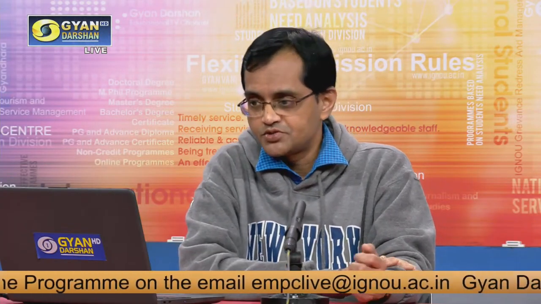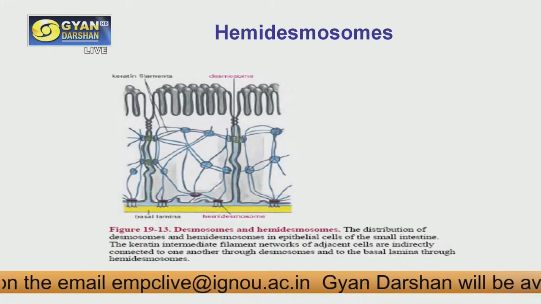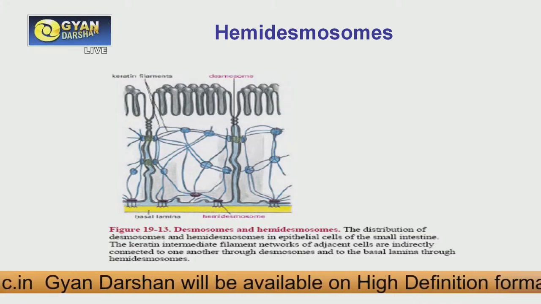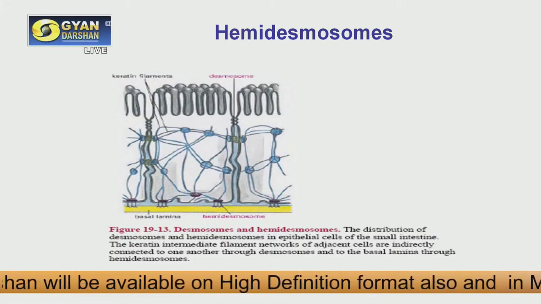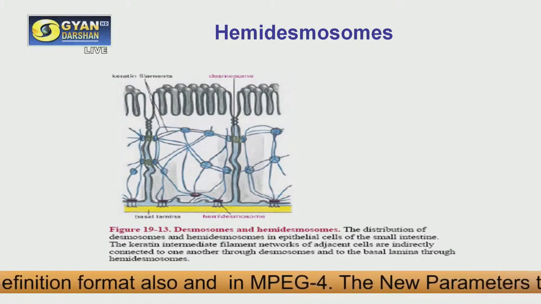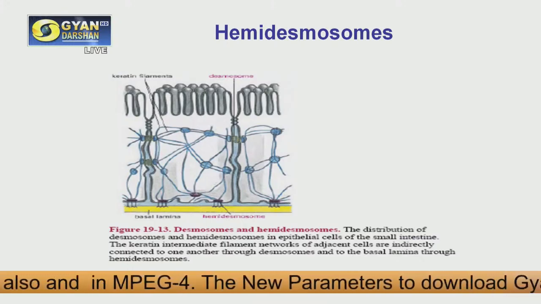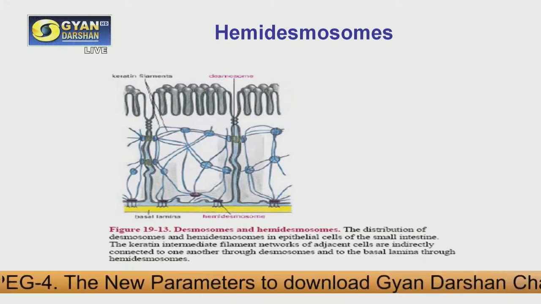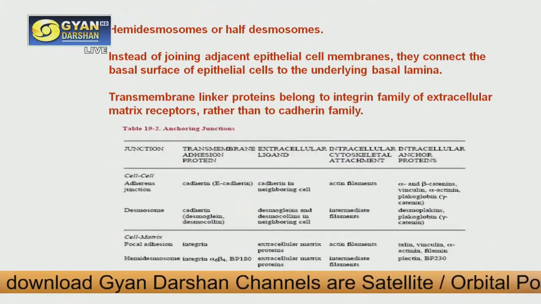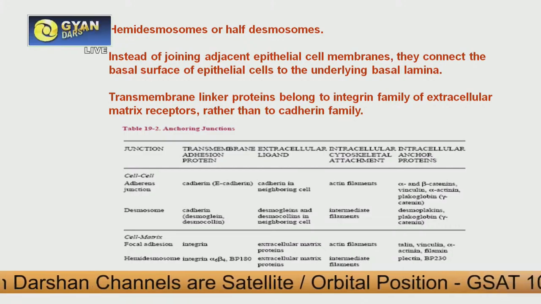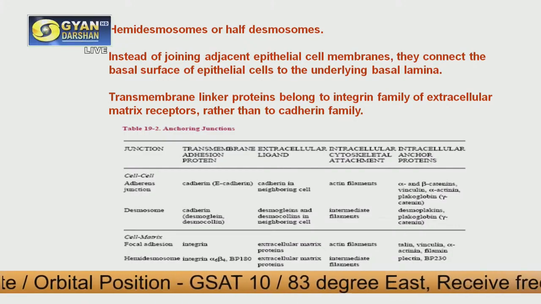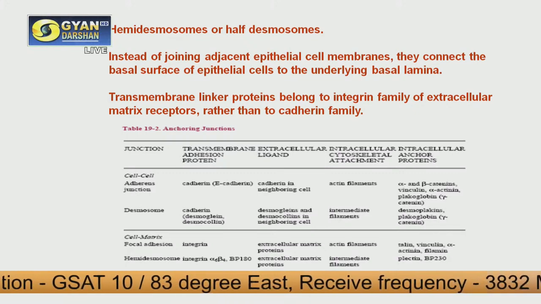Similarly, hemidesmosomes. So why hemidesmosomes? Because hemi means partial. Consider the distribution of desmosomes and hemidesmosomes in the small intestine, for instance. Keratin intermediate filament networks of adjacent cells are connected to one another through desmosomes, and to the basal lamina through the hemidesmosomes. So hemidesmosomes, or half desmosomes, instead of joining adjacent epithelial cell membranes, connect the basal surface of epithelial cells to the underlying basal lamina.